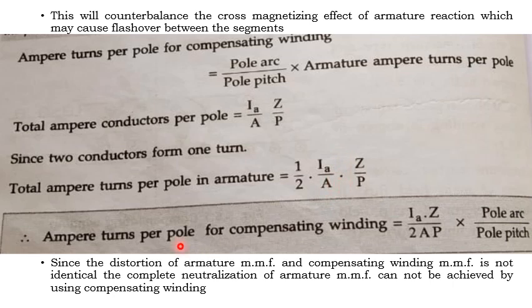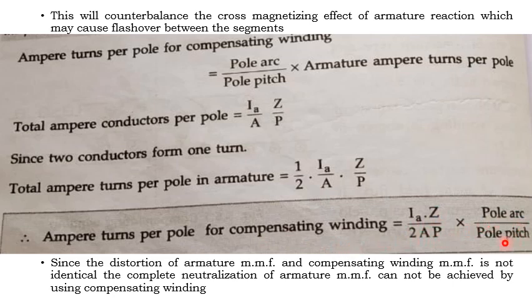Now the ampere turns per pole for compensating winding, in general expression, I just calculated the armature ampere turns per pole. Armature ampere turns per pole is half IA Z divided by A into P. So that is substituted here. Then we can get ampere turns per pole for compensating winding as IA Z divided by 2 AP into pole arc divided by pole pitch.